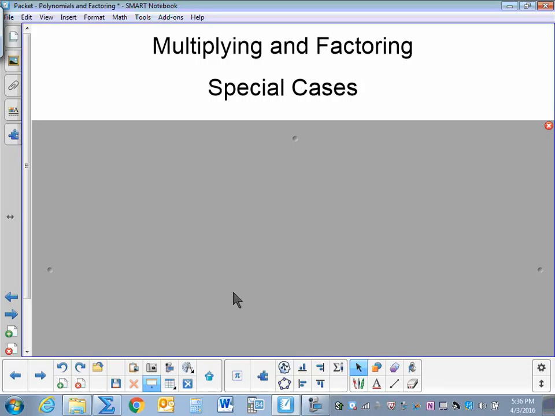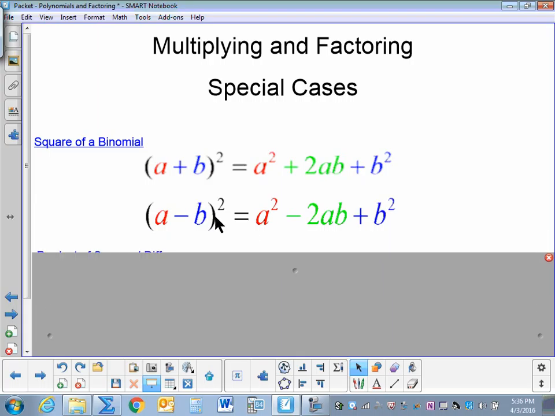Today we'll be multiplying and factoring special cases. We'll be learning a few rules that will simplify multiplying and factoring certain binomials. The first one we'll be looking at is the square of a binomial. When you have a square of a binomial, this is the rule. We'll learn this rule and apply it to make squaring binomials fast and easy.